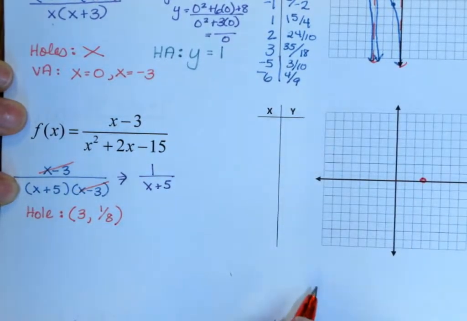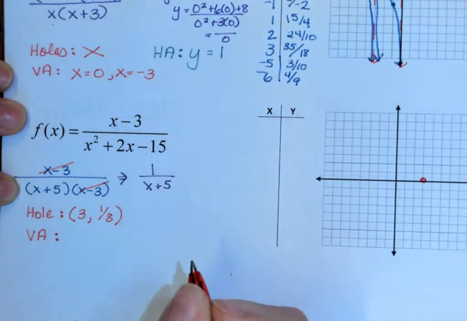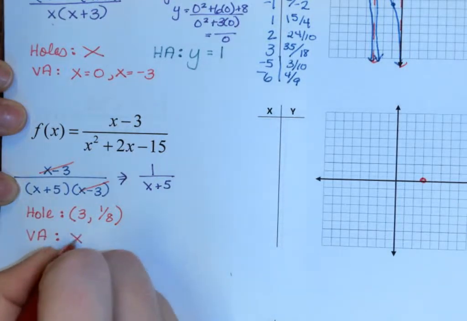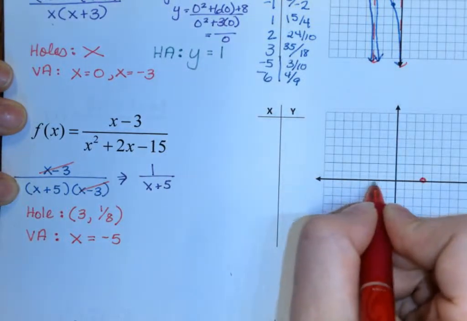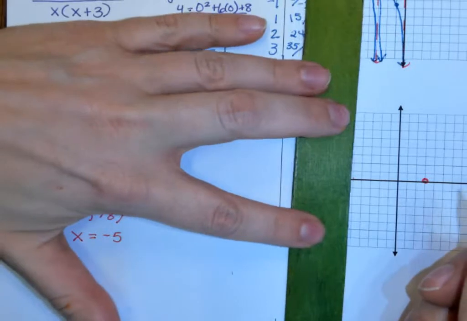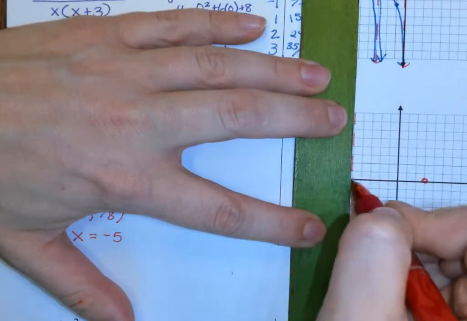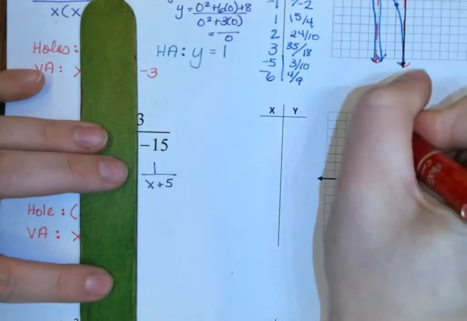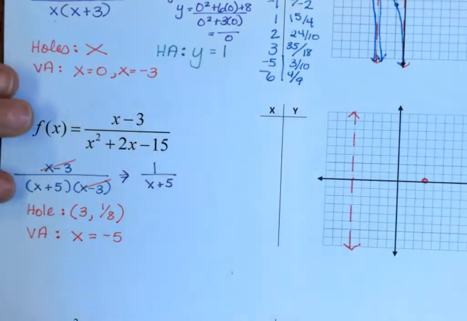What else do I have? A vertical asymptote. Where's my vertical asymptote going to be? X equals, one more time, negative 5. 1, 2, 3, 4, 5. So that's where I'm going to be. And you're going to see it makes a whole lot less work when we have just one asymptote in here. This is going to have a lot fewer points.